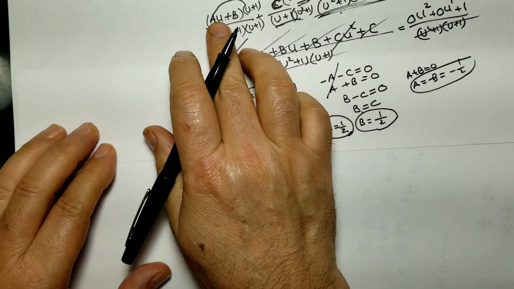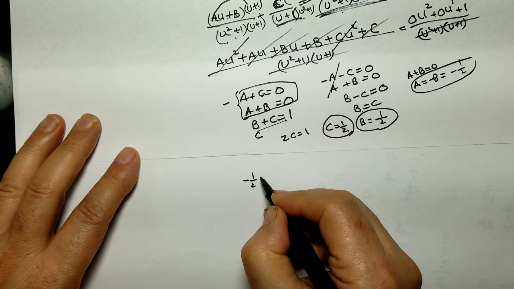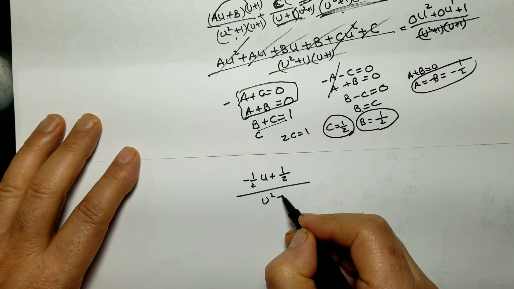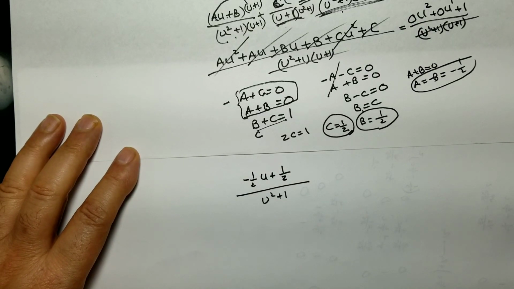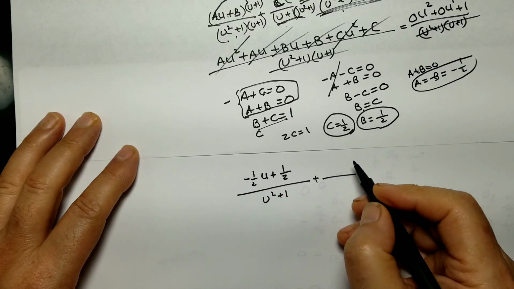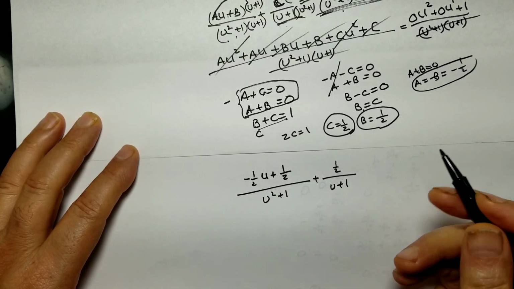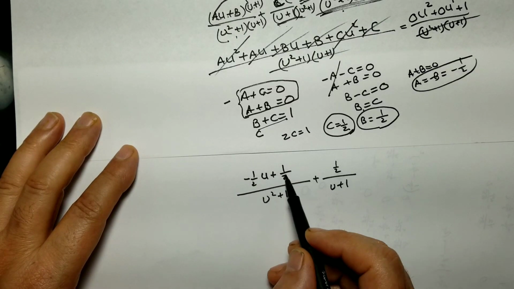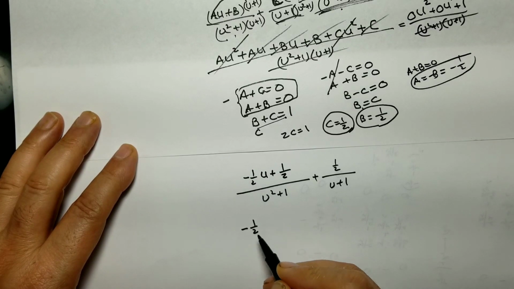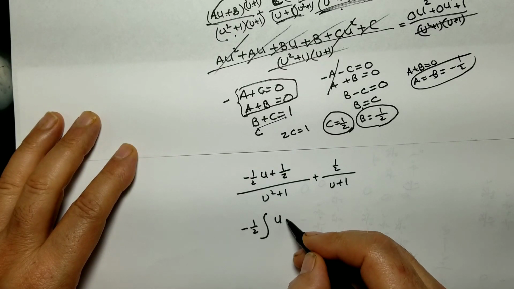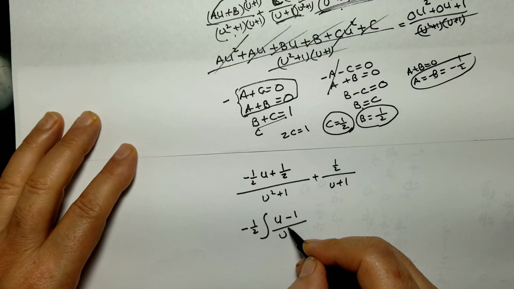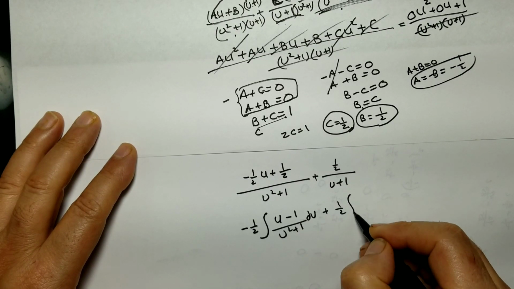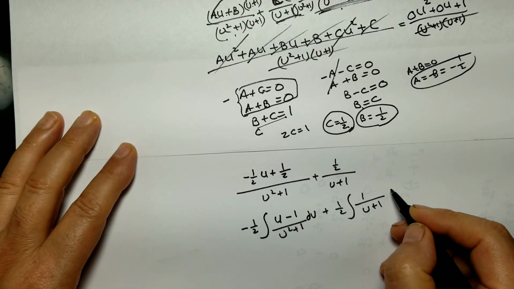What was your a? A is the coefficient of u. Negative 1/2 u. Your b is a constant over u squared plus 1. Plus your c is 1/2 over u plus 1. I see 1/2 as a common factor in here. I factor out negative 1/2: u minus 1 over u squared plus 1 du, plus 1/2 times 1 over u plus 1 du.